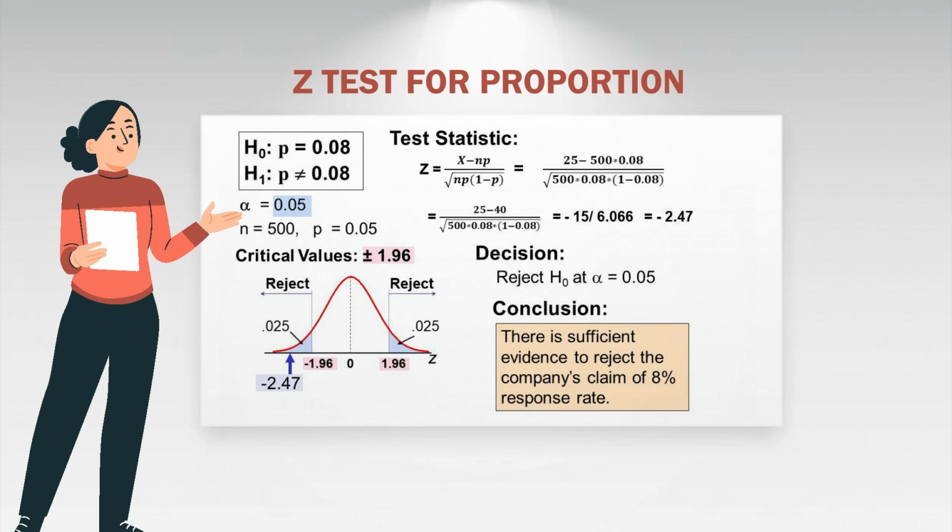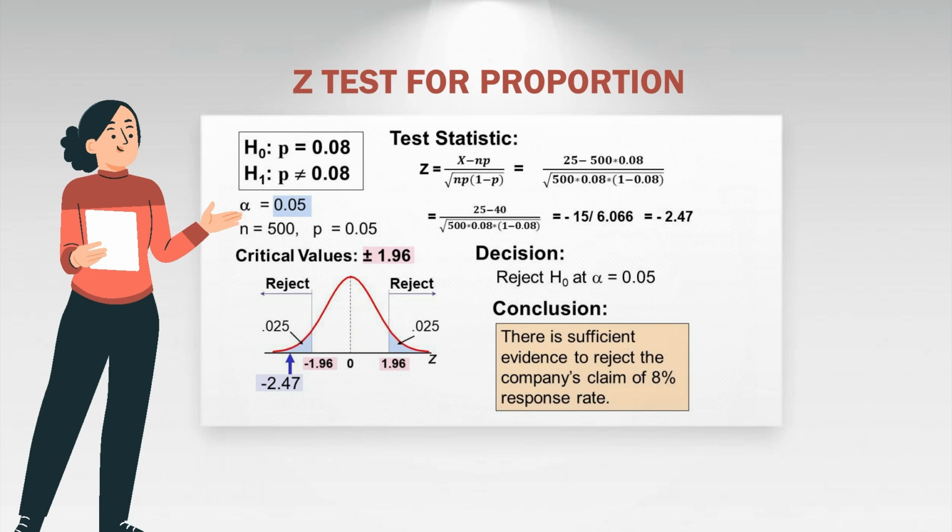So when we compute this value, it is nothing but the difference between 25, the observed number of successes, minus 40, the expected number of successes, divided by the standard deviation. We get minus 15 divided by the standard deviation, which is 0.066, and the value comes out to be minus 2.47. So this is the value of the Z.